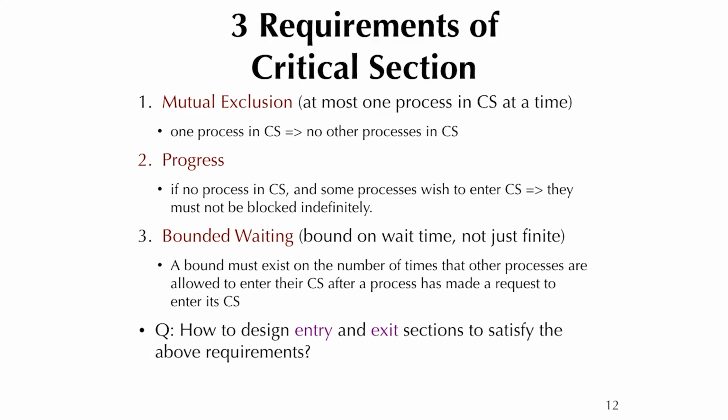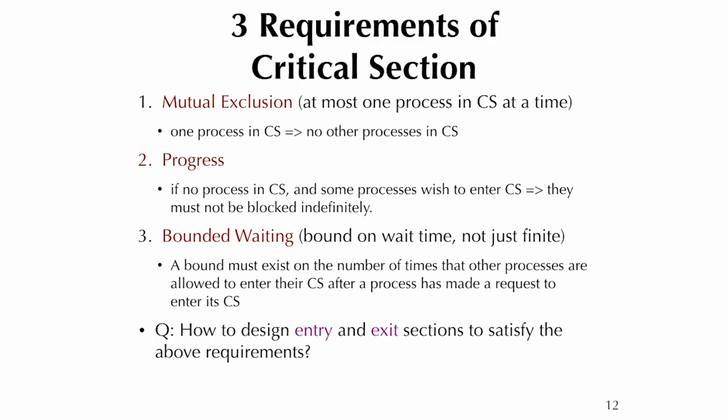Also, what's called bounded wait. In other words, not just that you can get out, but you have to get out in a finite amount of time, okay? Or actually a bounded amount of time. And so the bound must exist on the number of times that other processes are allowed to enter a critical section after a process made a request to enter its critical section. So how do you actually ensure this happens? Well, that's something you can test and reason with. And as long as you can show these three properties, then yes, you have properly implemented a critical section.